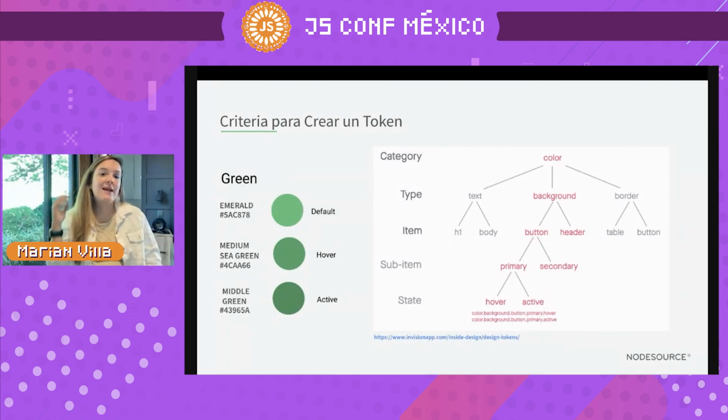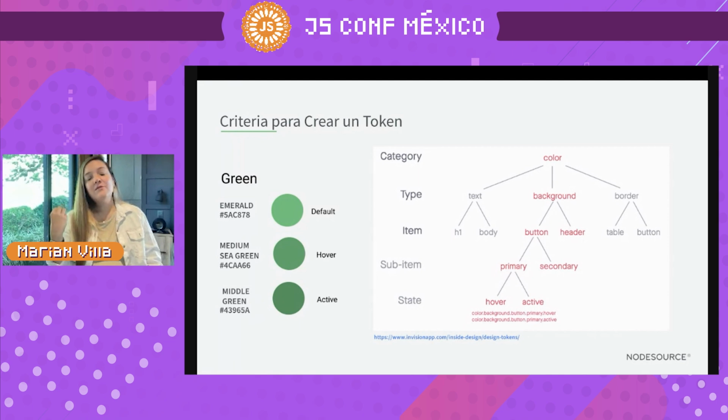The criteria to create this token, there are several ways to have it. If we only have one color, this methodology is from Envision app, another design app. And it proposes that if we have one color, we have a type of color. And if we're using it in a text, in a background, or in a border, and then it will be the type. So perhaps we are going to use it in an H1 or body tag, or if it's the background, we can use it for the button or for the header or for the table or a button.